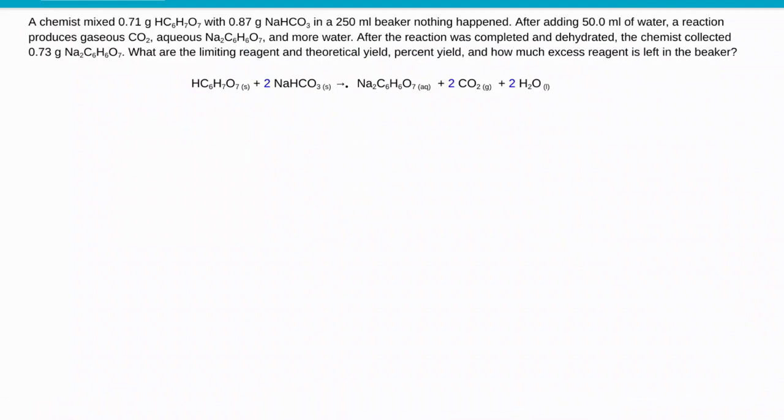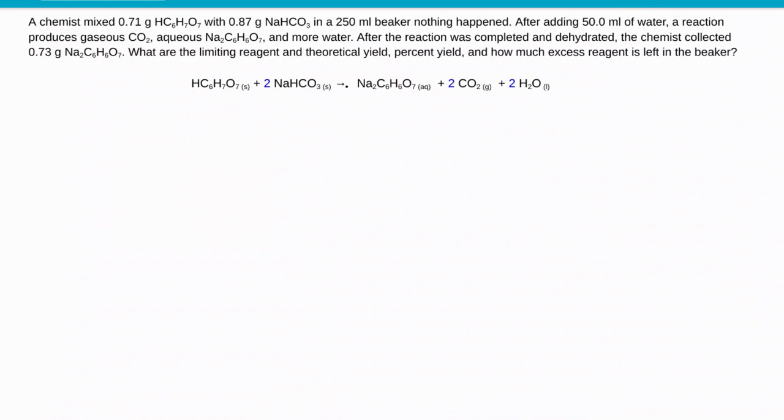I'm going to show you how to do a stoichiometric problem. A chemist mixed 0.71 grams of citric acid with 0.87 grams of baking soda in a 250 mL beaker. Nothing happened. The two powders do not react. After adding 50 milliliters of water, a reaction occurs, producing CO2, aqueous disodium citrate, and a little more water.